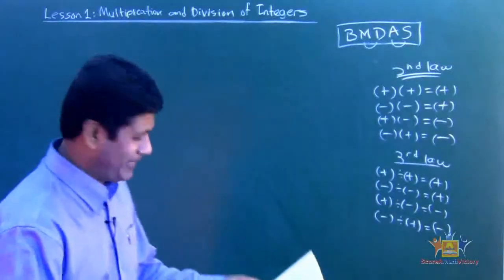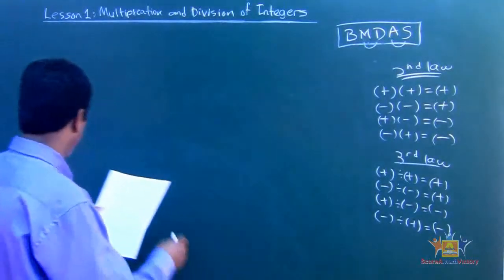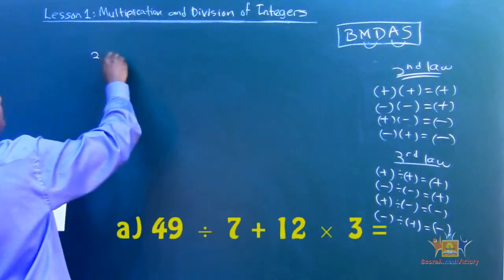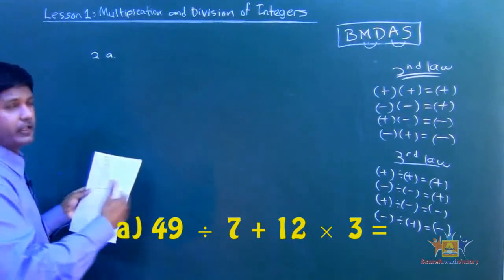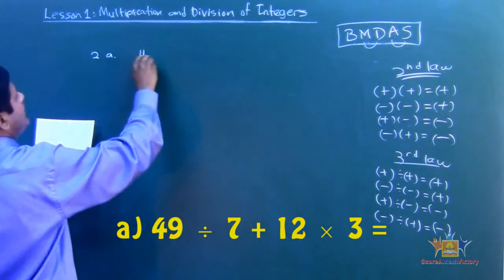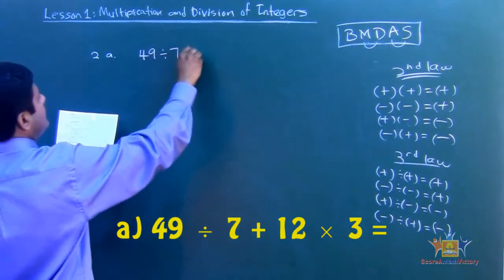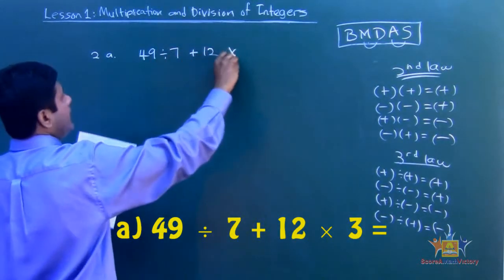Alright, my dear students, let's do problem number 2. Problem number 2, they ask you to evaluate. Okay, so pretty much we're solving the problem that's given, which is 49 divided by 7 plus 12 times 3.